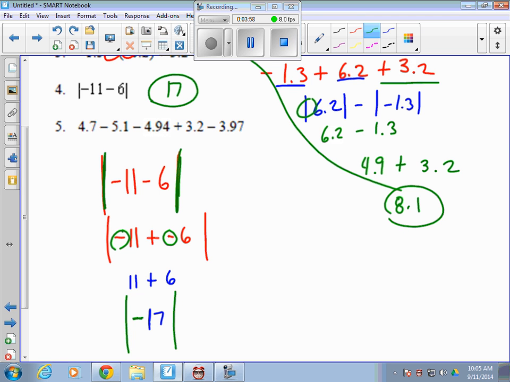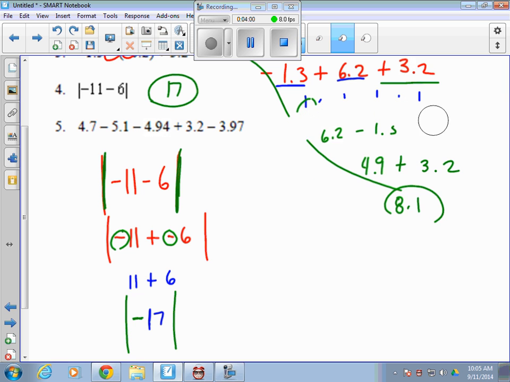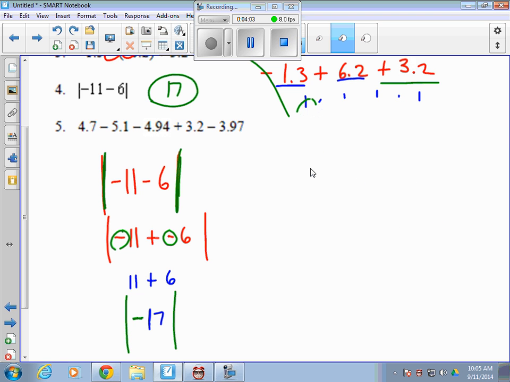And I'm going to erase all of this stuff over here from number 3 just to make some space. But we have 4.7 minus 5.1 minus 4.94 plus 3.2 minus 3.97. So we got a whole bunch of numbers to put together, some of them adding, some of them subtracting. If you work from left to right, 4.7 minus 5.1 is going to be like 11 minus 7, which is going to be 4. You're going to borrow from that 5, and it's going to be negative 0.4.